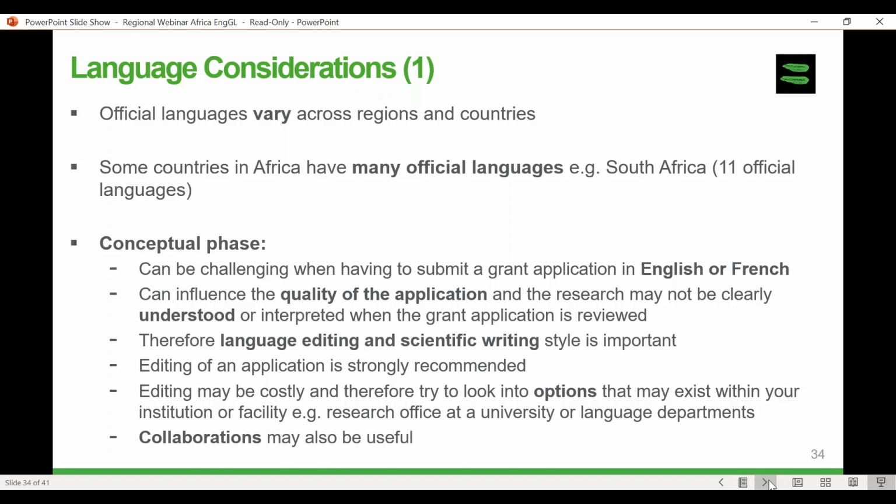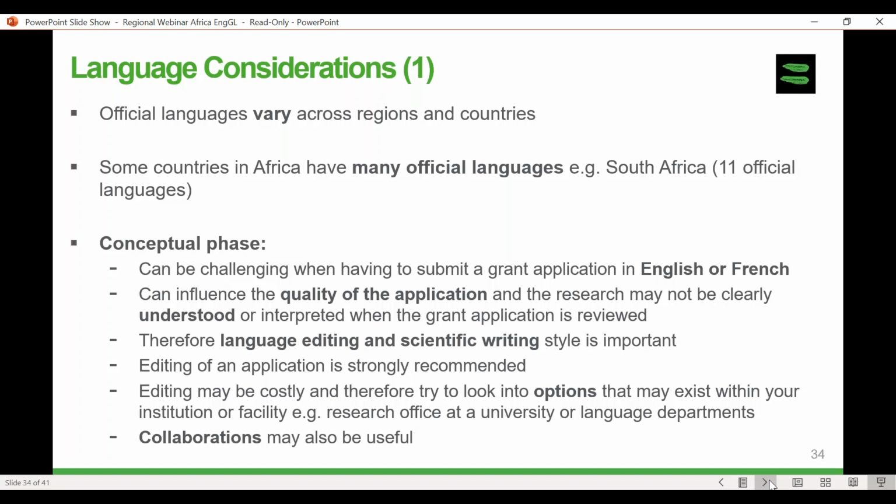So if we have a look at some of the language considerations, obviously official languages vary across regions and countries. Some countries in Africa have many official languages. For example, South Africa has 11 official languages. But if we have a look at how language can possibly influence the conceptual phase of the research process.